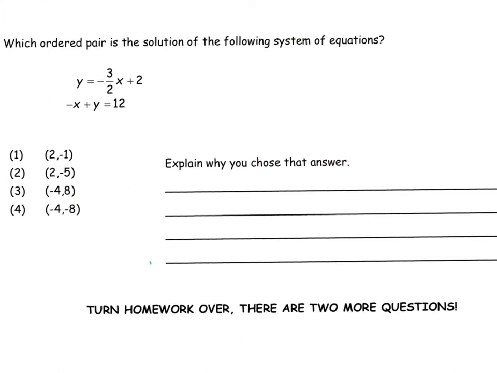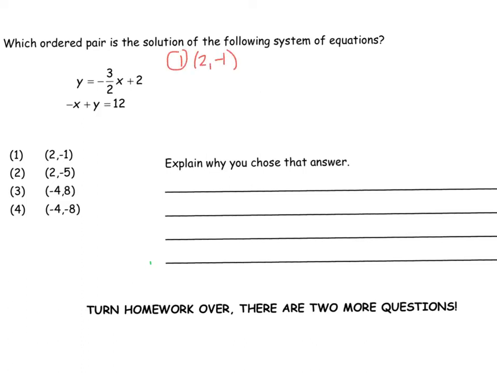Which ordered pair is the solution of the following system of equations? So there's a couple of ways that we can do this. To me, the easiest way would be to plug everything in. So I'm going to do each choice in a different color. So first I'm going to test out choice 1, which is 2, -1.